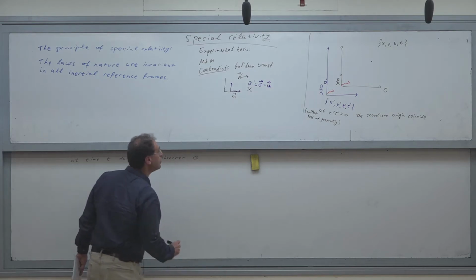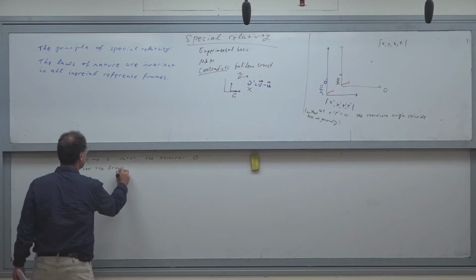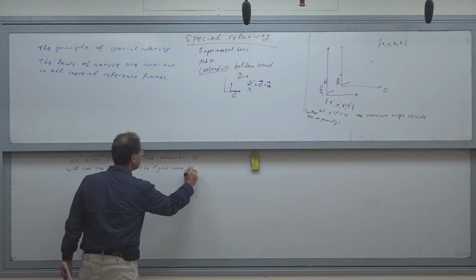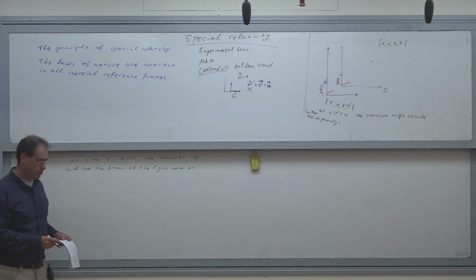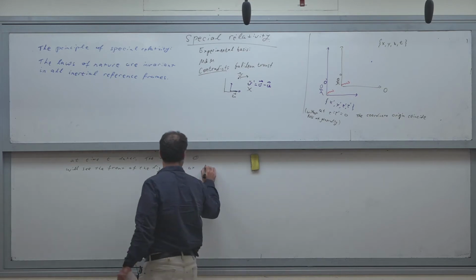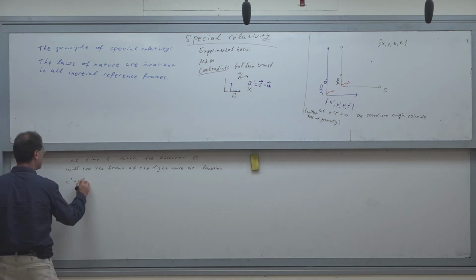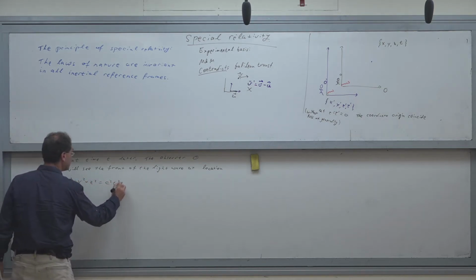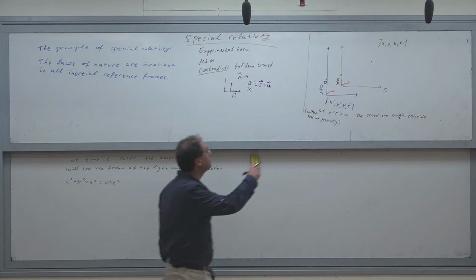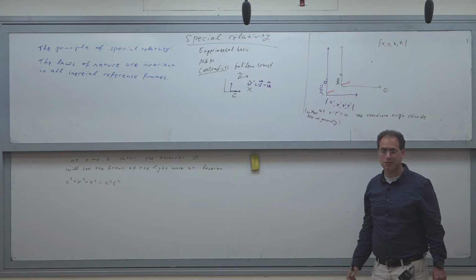At time t later, the first observer O will see the front of the light wave at location, now what is the location? Spatial location. At location x squared plus y squared plus z squared equals c squared t squared. The light wavefront will arrive.